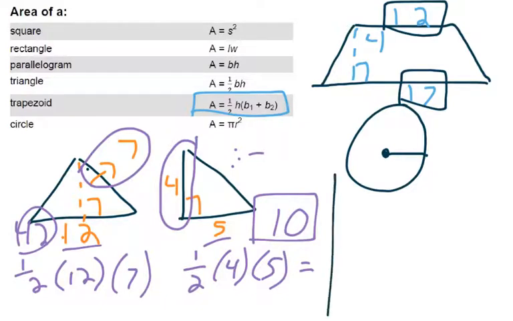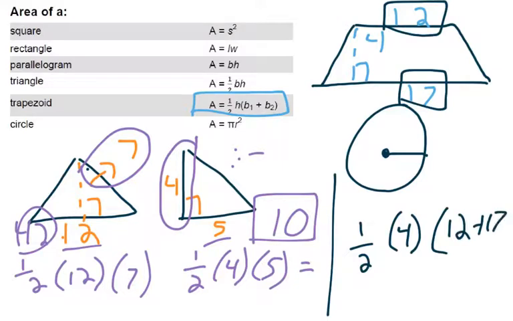So we go 1/2 times 4, which is our height, and then we go 12 plus 17. And you can put this exactly like it looks in your calculator, or you can do this step by step. Either one is perfectly acceptable. So when we put this in our calculator, we get 58. And so that is how we get the area of a trapezoid.